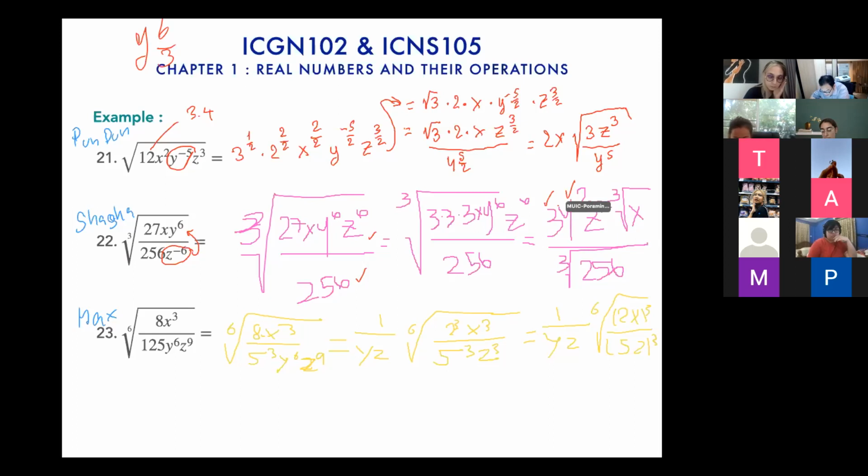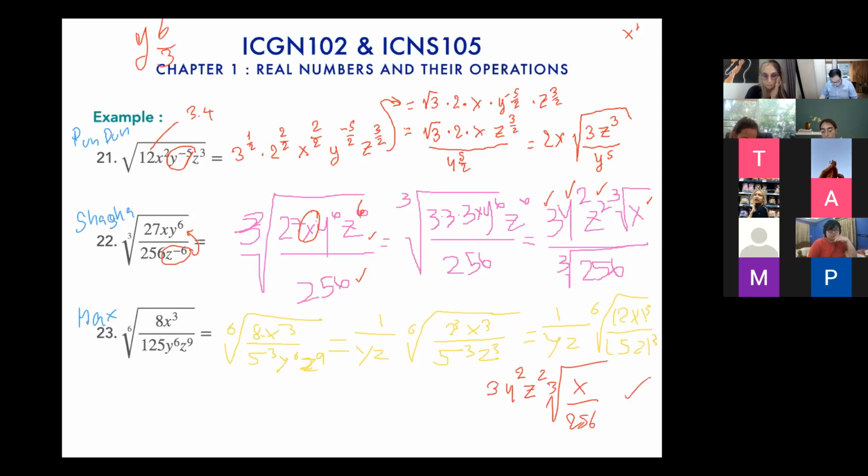And z to the power of 6 here is z squared too. While x is just x to the power of 1, so this one must still be in the root. It's the cube root of x. Yes, that is correct, over the cube root of 256. This is correct. Or you can write it down as 3y squared z squared times the cube root of x over 256. This is okay too. This is correct. Shasha, that is good.